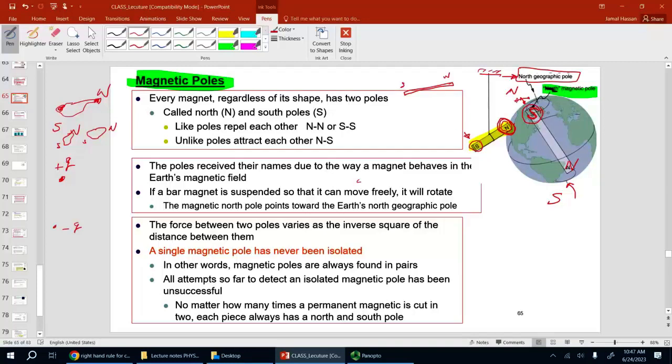Okay, the name actually came from this. The names of the compass, North Pole, South Pole, simply came from how this compass, if you suspend it freely in the air, orients itself toward the Earth's magnetic poles, south and north.